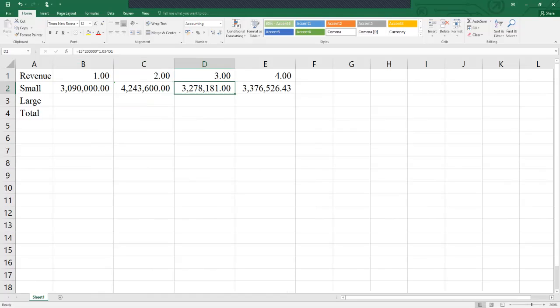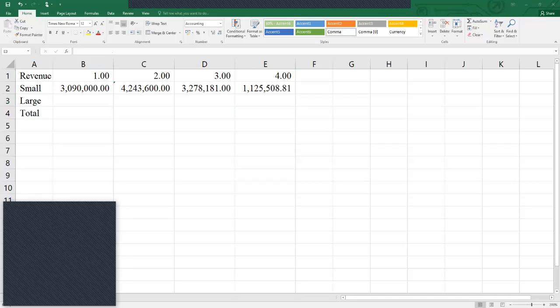Year 3, I do the same. I adjust the number of units, which is 15. Okay, there's nothing else to change. Year 4, I adjust the number of units sold from 15 to 5, so I adjust my formula to 5. Clear? Okay, that's for the small house.